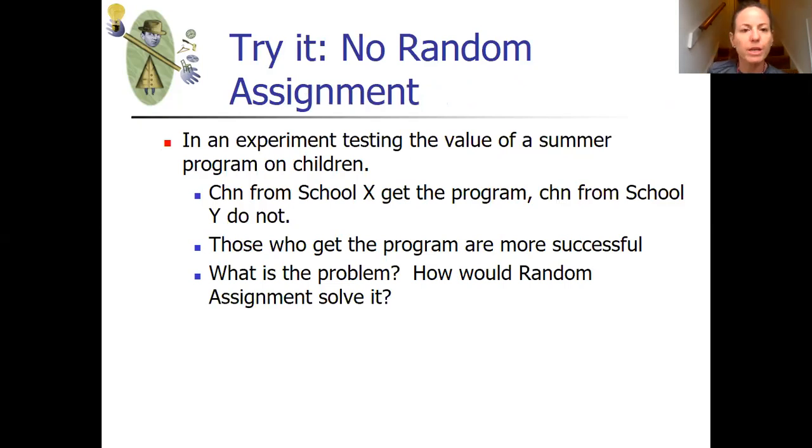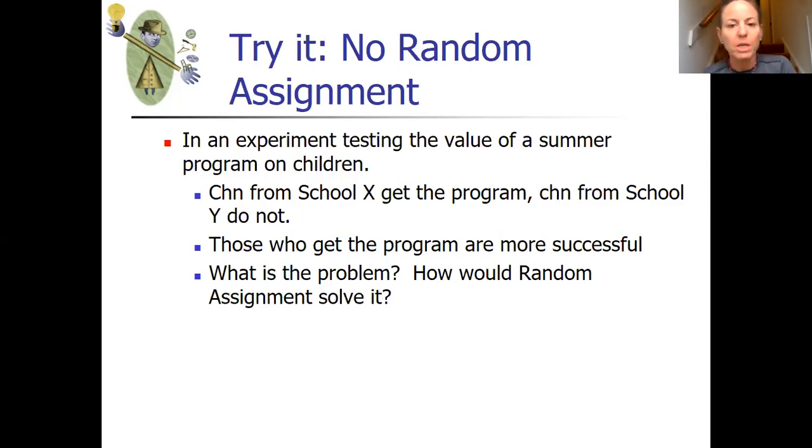Okay, so you try this. This is an example with no random assignment. I want you to tell me what's wrong with it. So in an experiment testing the value of summer school on children, we get children from school X. Now, school X is the poor school. It's in a rough area of town where the property values are very low, and so the school doesn't get much money. There's a lot of drug problems. People don't make much in that part of town. The school's not that great. And then children from school Y, which is the rich school, and everything's really good in that school, and everything's wonderful.